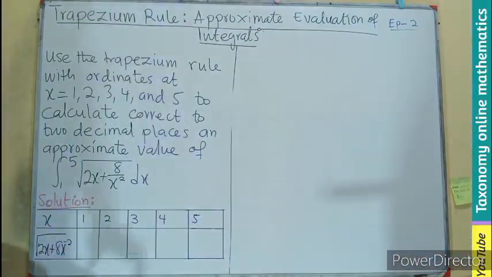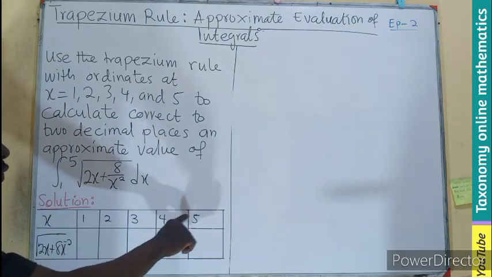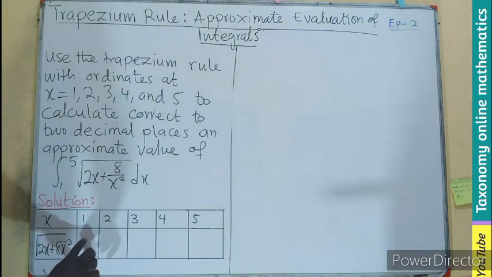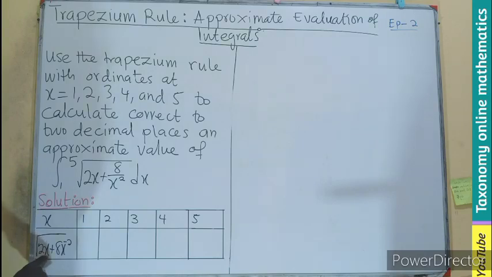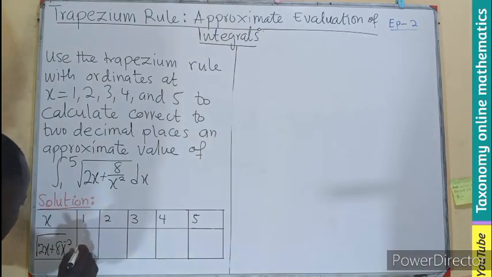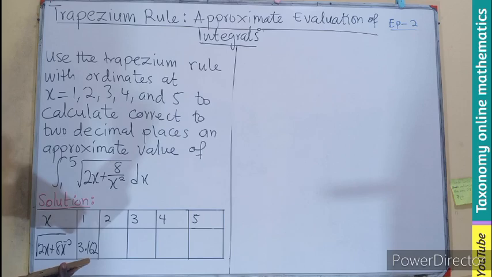Now when we draw the table, we have the values of x ranging from 1, 2, 3, 4. This is showing the ordinate. Here we can put everything in our calculator. The square root of 2x plus 8 divided by x squared, we convert this to a power of negative. So you'll only be changing the value of x with these numbers. When you put 1 in place of x, you will be having 3.162. That is the first one.